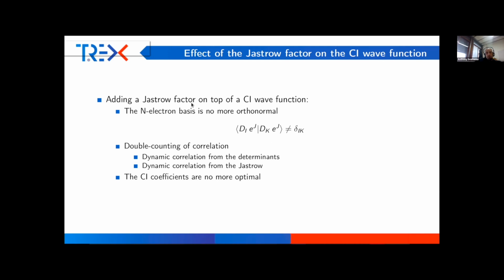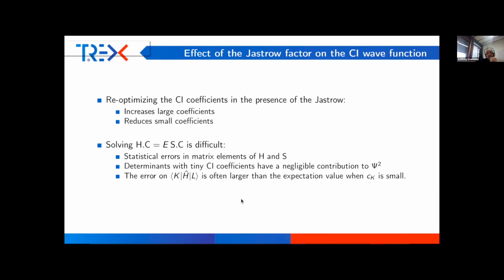Also, when you add a Jastrow factor on a CI wave function, the Jastrow factor has correlation, and so if your CI wave function has been optimized in the absence of the Jastrow, you will have the same correlation effects described by the determinants and by the Jastrow. So the CI coefficients are no longer optimal once you have added the Jastrow. So it's really necessary to re-optimize your CI coefficients in the presence of the Jastrow factor.